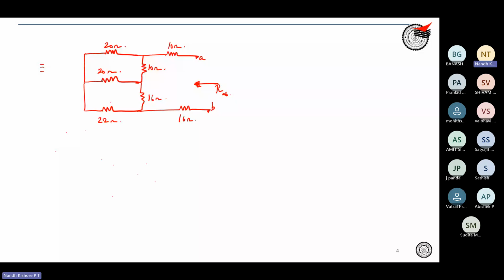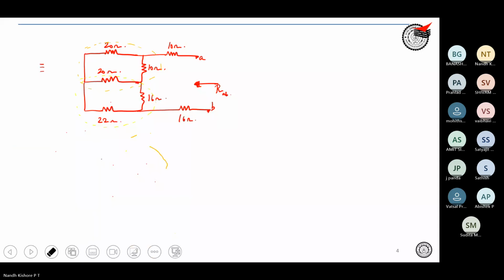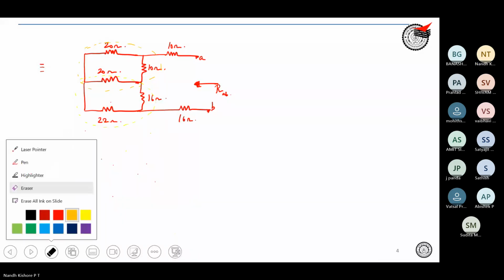So now what we can do is, as you can understand, you are again having a delta connection, right? So what is the delta connection? There is a delta connection over here. You can either consider this or you can also consider this. There is a delta connection over here. So you can consider either of these as a delta connection.